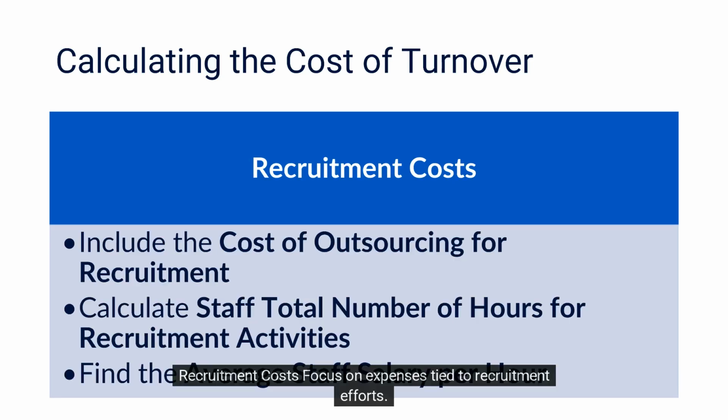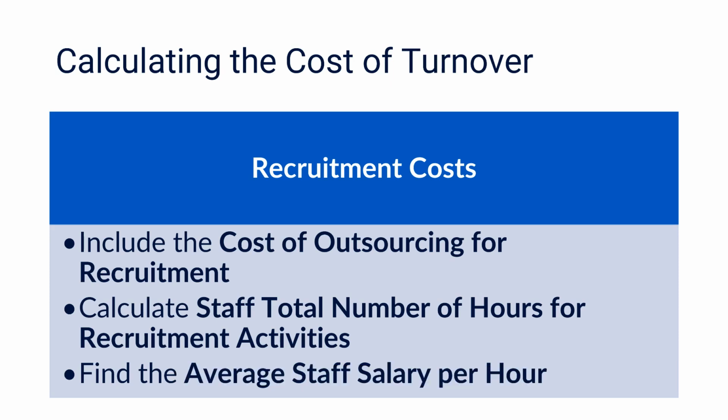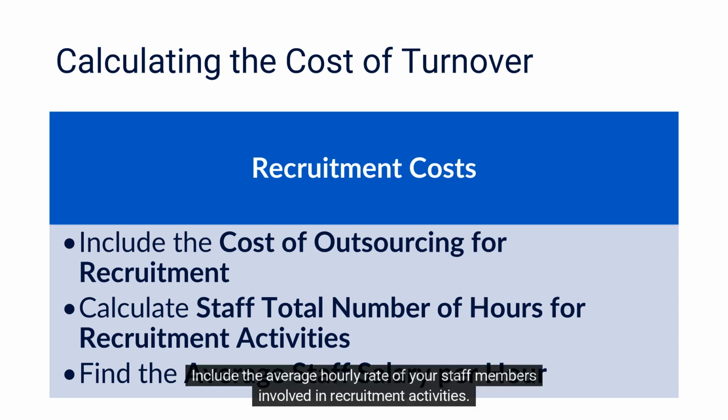Recruitment costs focus on expenses tied to recruitment efforts. First, include the cost of outsourcing for recruitment. If you hire external services for recruitment, include this cost. Then, calculate staff total number of hours for recruitment activities. Enter the hours your staff spent on recruitment activities. Now find the average staff salary per hour. Include the average hourly rate of your staff members involved in recruitment activities.